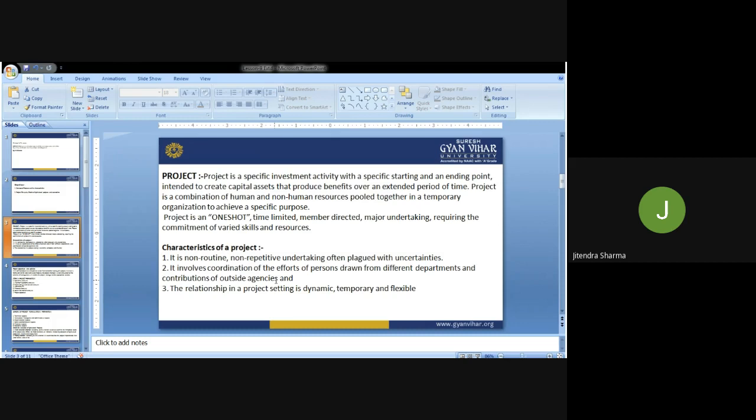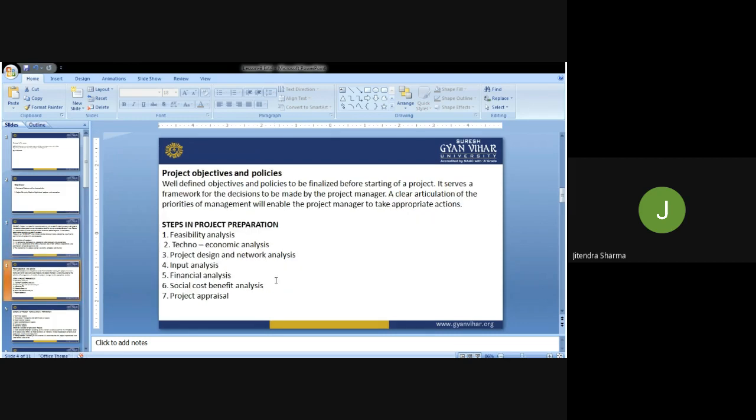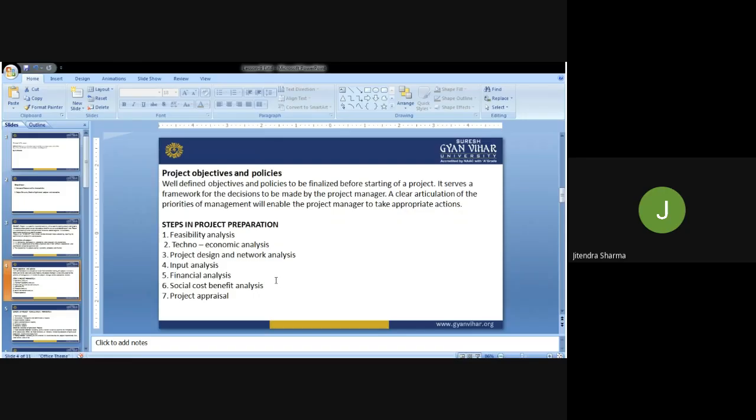So, the characteristics of a project are what we have discussed thoroughly here. Now, project objectives and policies. Well-defined objectives and policies are to be finalized before starting a project. They are always in a temporary manner; we can change them if we feel the need in a project. But we have to define all the rules and regulations and the game plan in advance. That's why we are calling it a project.